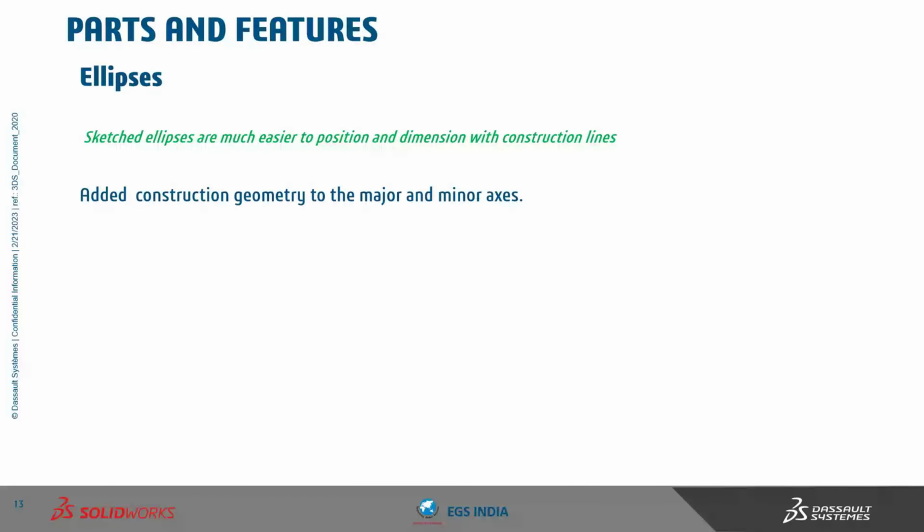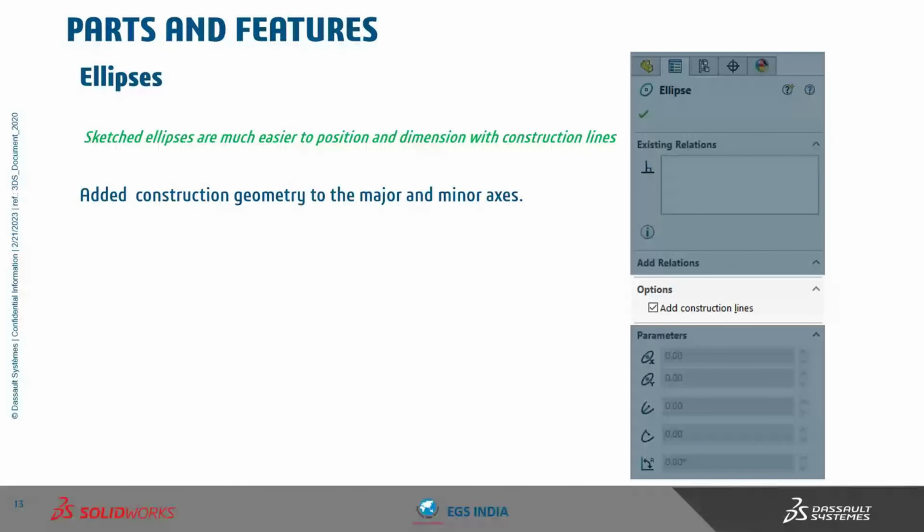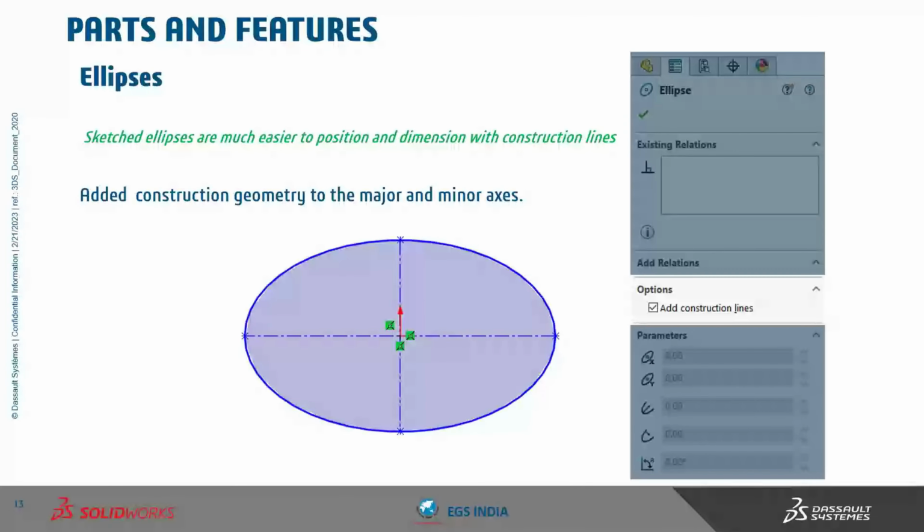Now this is not a major improvement, but it will be very useful for you as users. The construction geometry for the major and minor axis. It will be very useful for vertical and horizontal relations, and we can add with a single command, add construction lines.